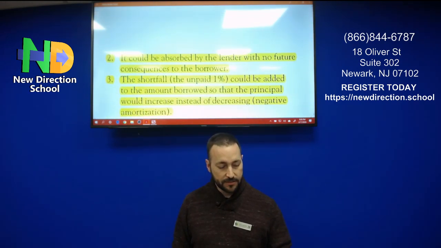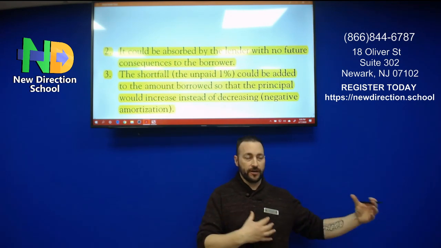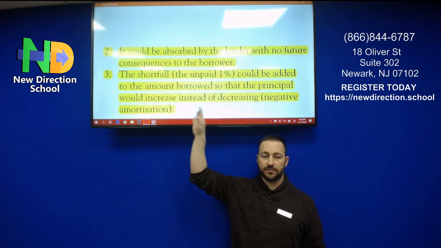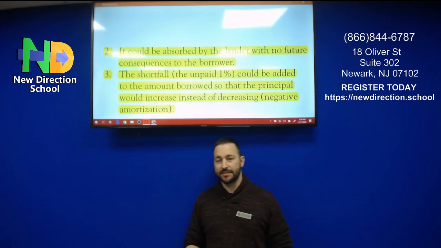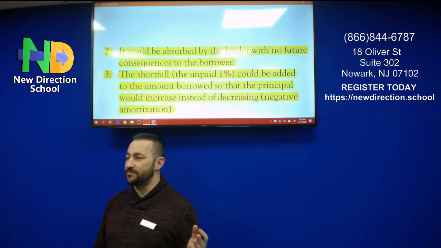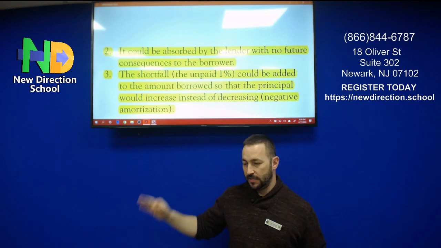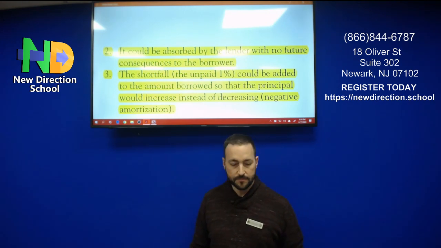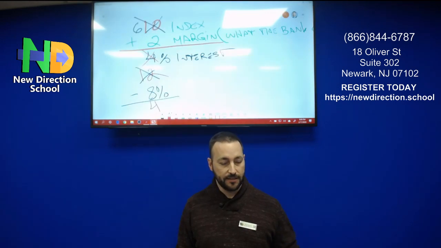thing that they do is the shortfall, that -4 in my example, so the unpaid 1% of their example, could be added to the amount borrowed so that the principal would increase instead of decreasing. And this is called negative amortization. Are they allowed to do that? It's the 3 options. Okay. That has to be disclosed at the beginning, right? Yes. So, all these are disclosed at the beginning.